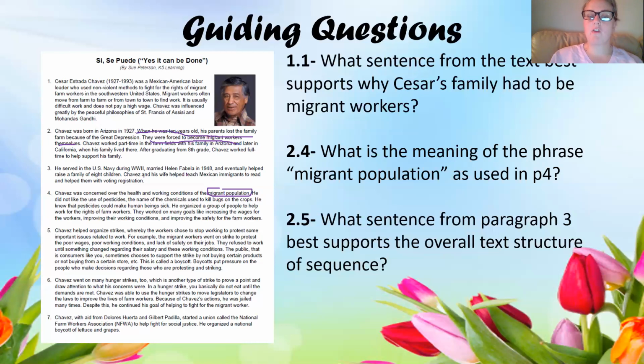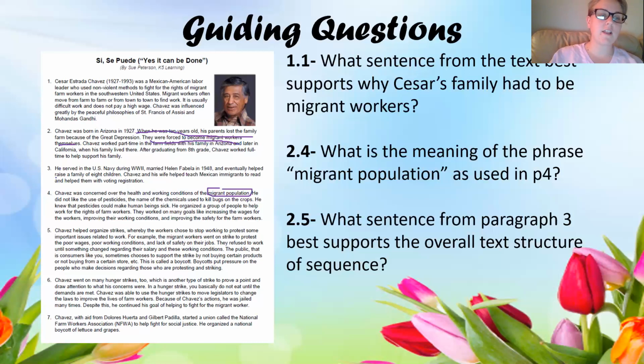What sentence from paragraph 3 best supports the overall text structure of sequence? So let's look at paragraph 3. He served in the U.S. Navy during World War II, married Helen Fabula in 1948, and eventually helped raise a family of 8 children. So it tells me those events of his life in order, and it has a date in it, so that kind of helps me know.